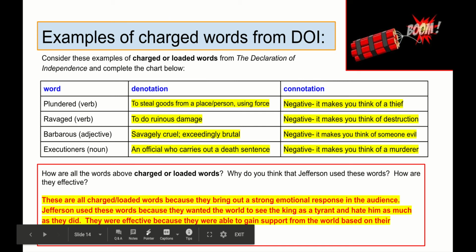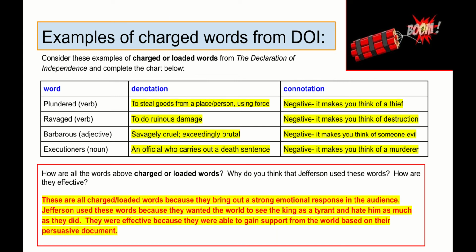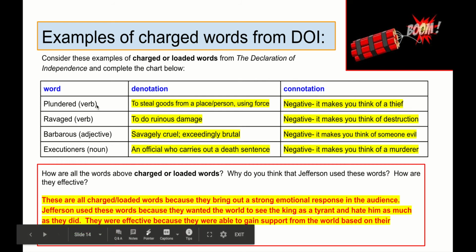So let's look at some examples of charged words from the Declaration of Independence. Okay, these all come from the indictment of King George, also known as the Crimes of the King, the middle section of the document, in which they list all the crimes that the king has committed against them. And they use these very strong, powerful, charged and loaded words because they really bring about an emotional reaction by somebody. So first we have plundered, which is a verb.